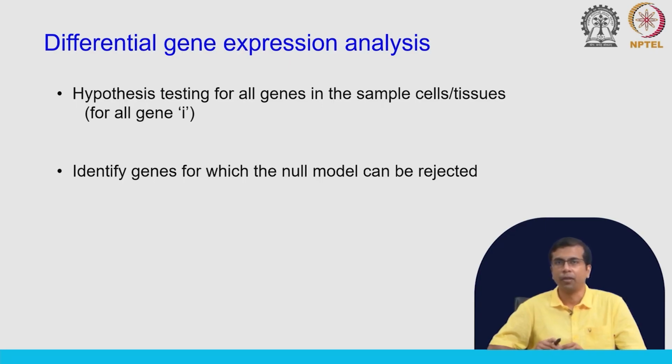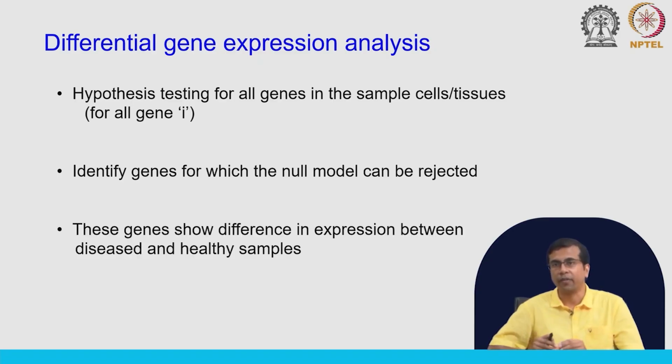When you do the hypothesis testing, we have a null model and we also have an alternative hypothesis. The null hypothesis is that there is no difference in expression of gene i between the samples. These samples could be disease versus healthy, control versus treatment, etc. Based on this hypothesis testing we get the statistical significance, the p value, and based on that p value we can decide for which genes we can reject the null hypothesis. This helps us identify the genes that show a difference in expression.